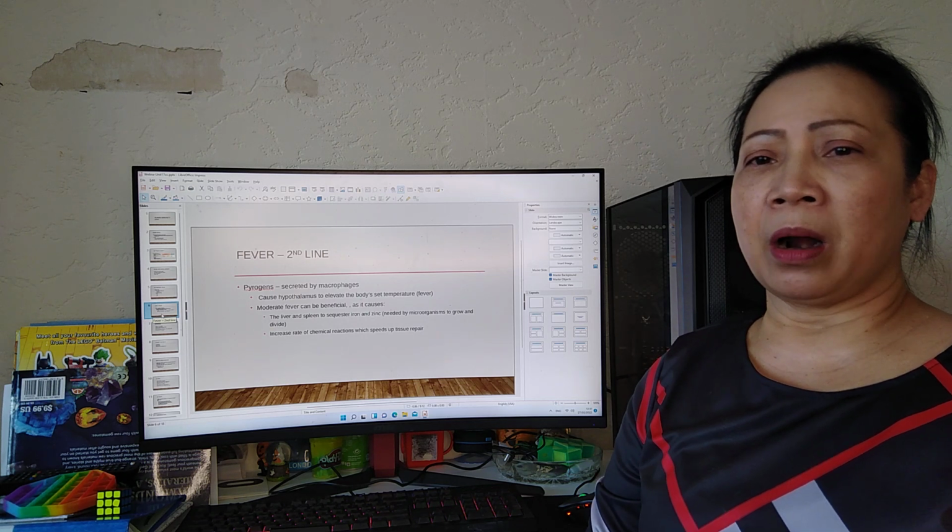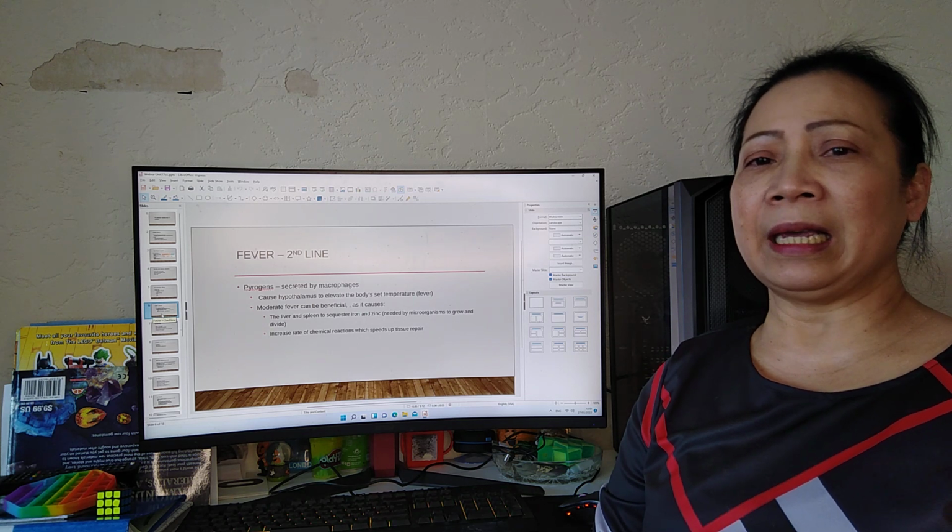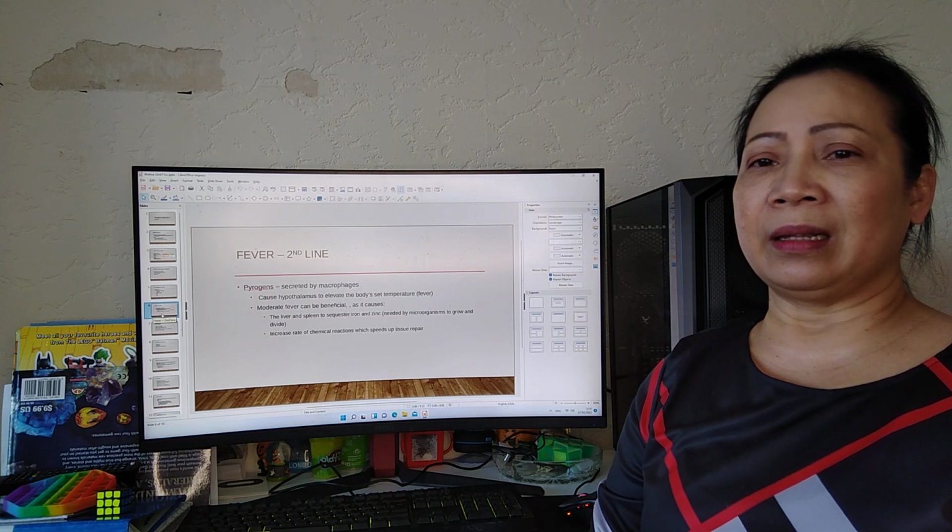Excessive fever can be harmful because what happens to enzymes when temperature goes too high? Enzymes denature when temperatures are high.